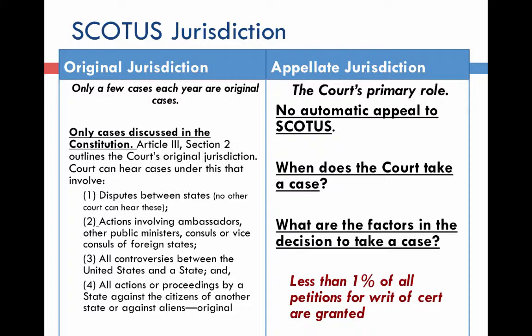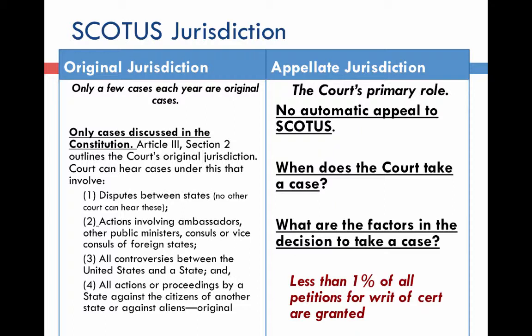And in fact, not only is this a case where the states can go to the Supreme Court directly, but that's the only place they can go. There's no other court that can hear those disputes. And you can understand why. District courts are located within a state, and for the same reason we have diversity jurisdiction, we don't want one court favoring one state. So those go directly to the Supreme Court.